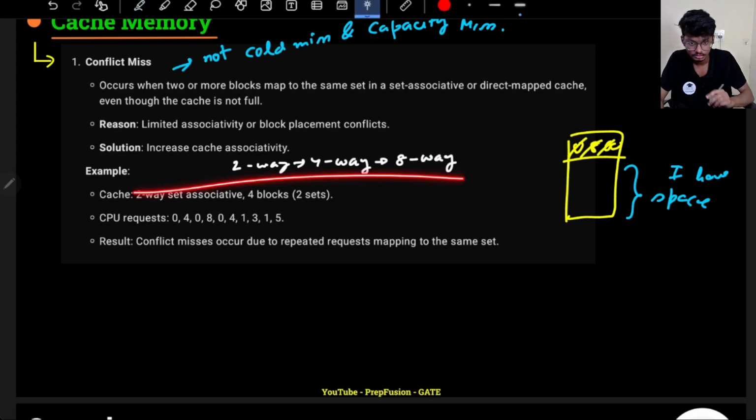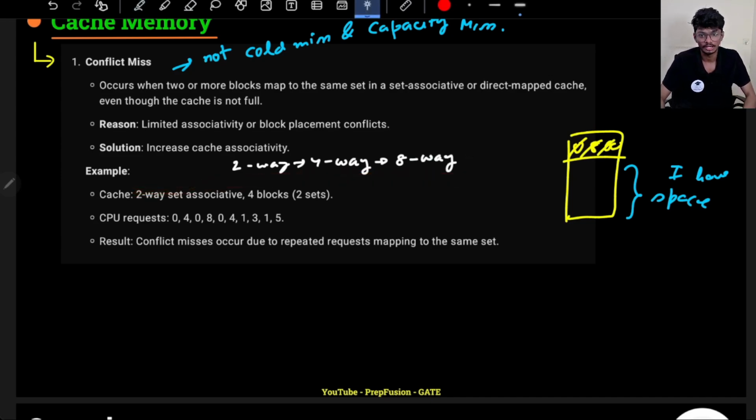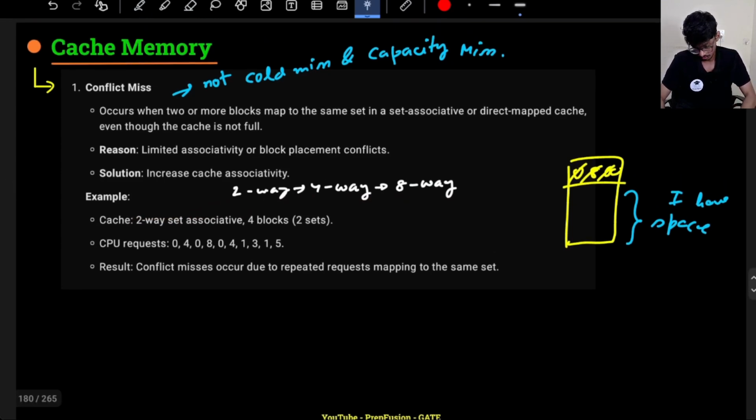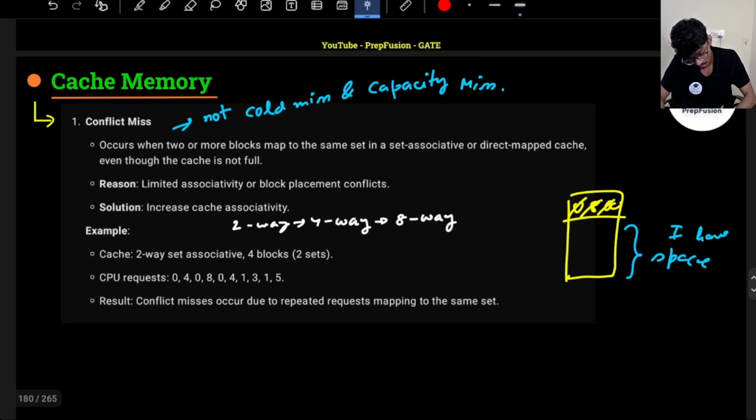Okay, and it will go on like this. Ultimately, if it is fully associative, then there is no problem with that. So yeah, that is the conflict miss.